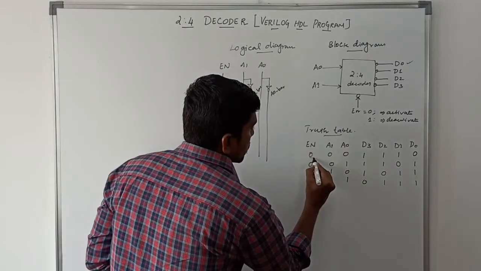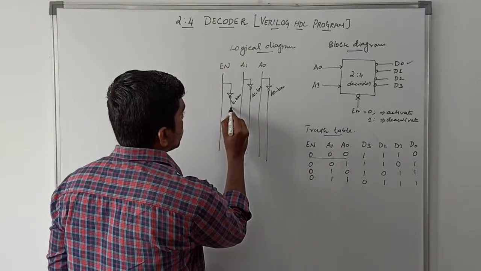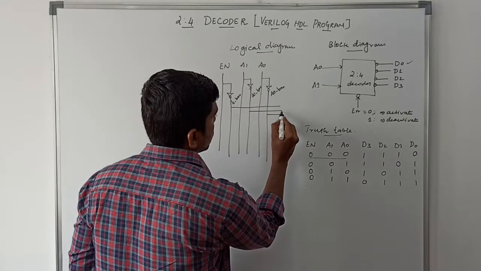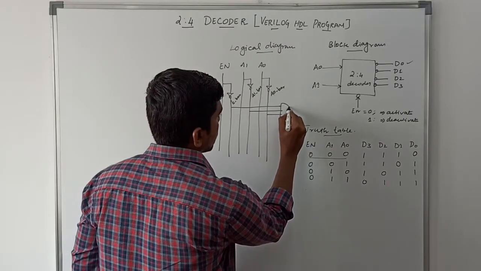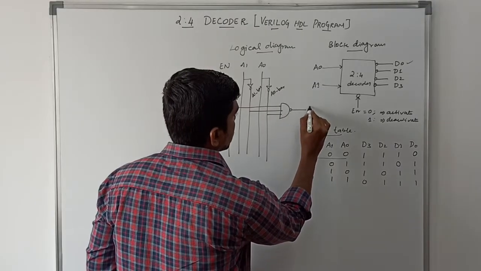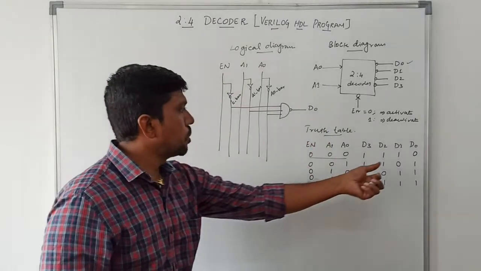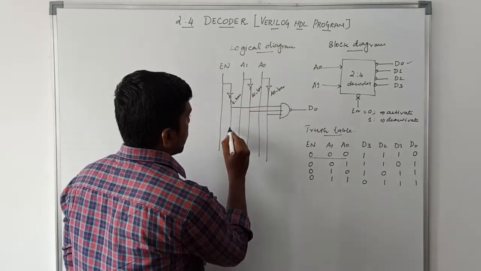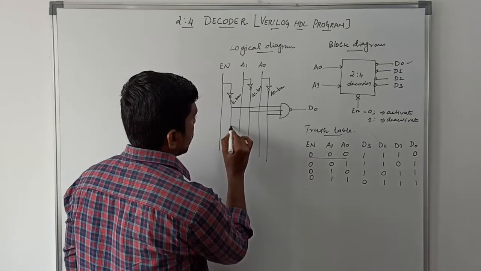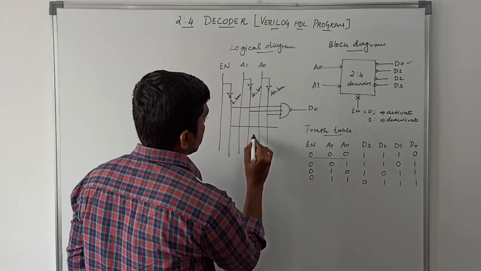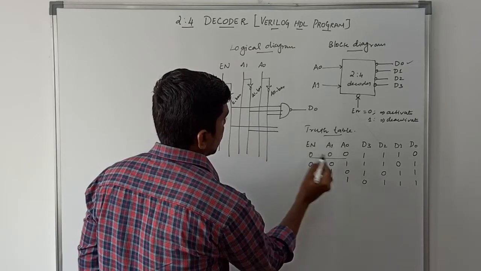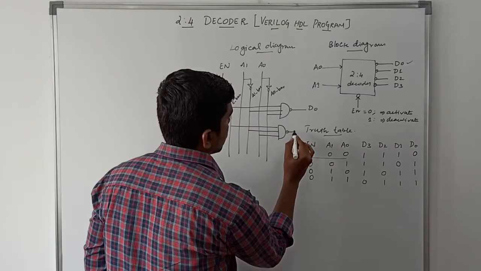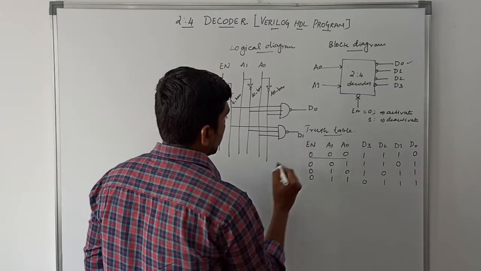First you take this condition: enable bar, A1 bar, A0 bar. In this case let's select D0. So only D0 is selected, and all the remaining outputs are deactivated. The next condition: enable bar, A1 bar and A0. The output of the NAND gate is D1.